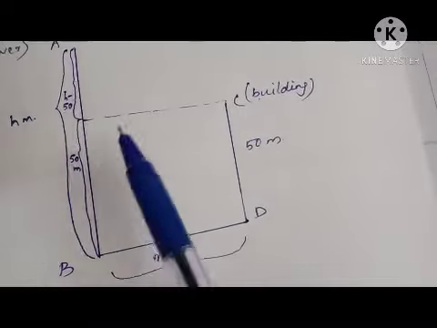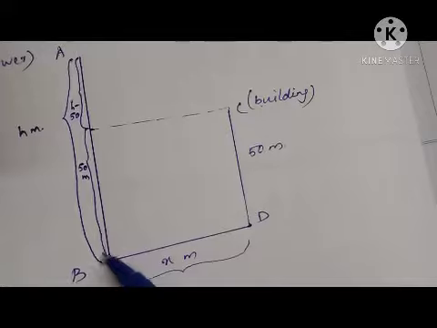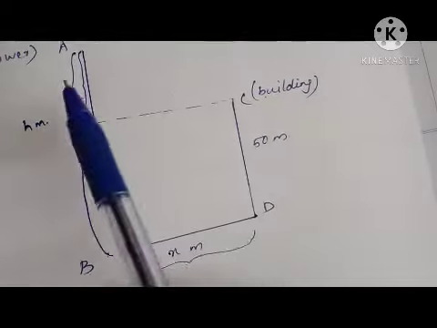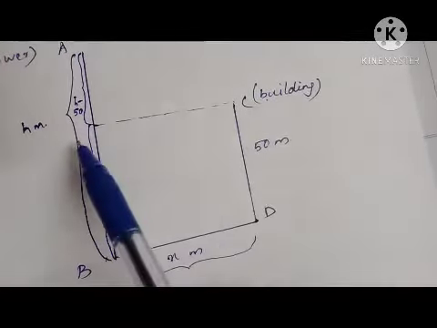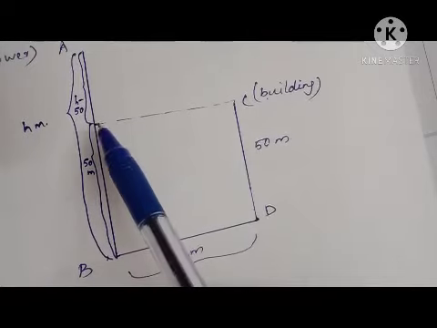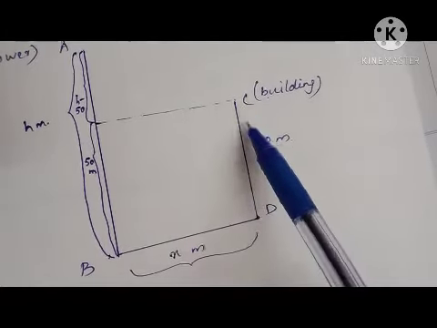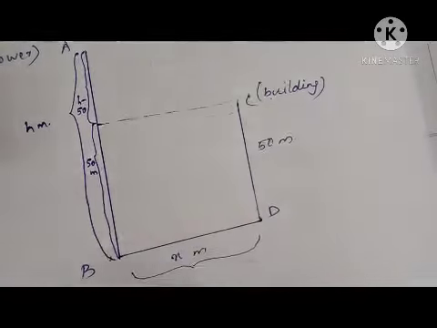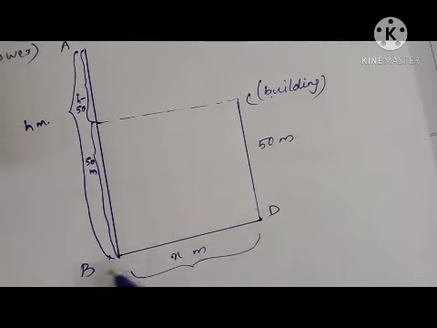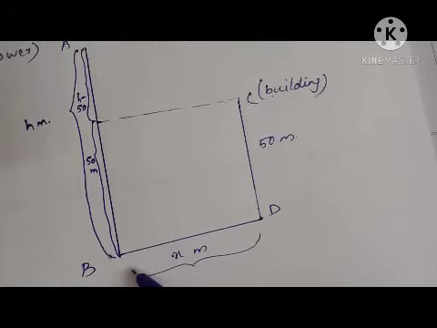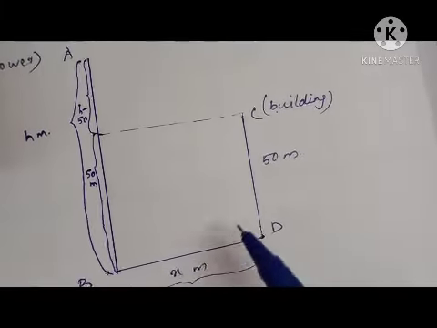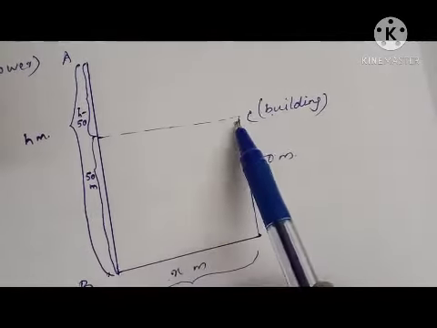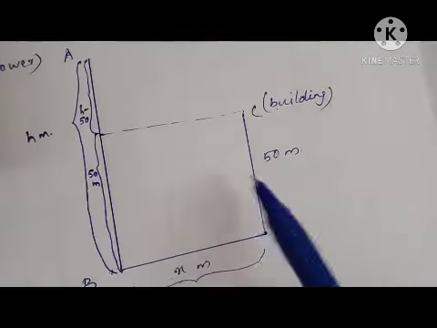This is the figure for the question. AB is the tower and CD is the building. The height of the building is given as 50 meters. We have to find the height of the tower, which we take as h meters. When we draw a line like this, this is 50, so this is also 50. The remaining will be h minus 50. This is the horizontal distance between the building and the tower, which we also have to find, so we give that as x. In the question it is given that the angles of depression from the top of the tower to the top and bottom of the building are 30 degrees and 60 degrees.